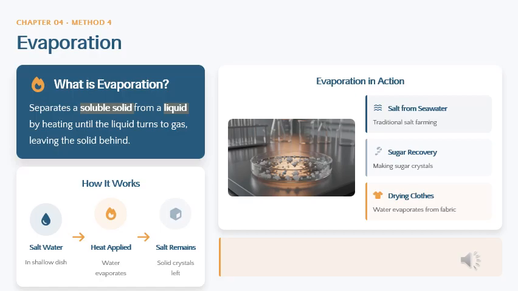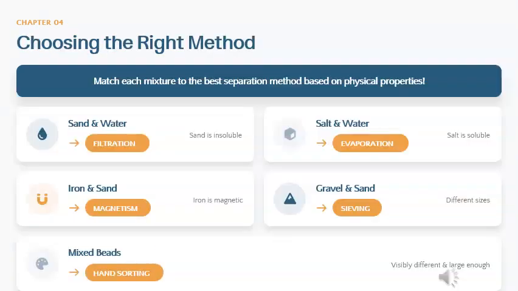So, grade 7s, the last and final method we will be doing today is evaporation. Evaporation separates a soluble solid from a liquid by heating until the liquid turns to gas, leaving the solid behind. How it works is, for example, salt water is heated in a pot or a shallow dish. Heat is applied, the water reaches boiling point and starts to evaporate. What will be left over is the salt.